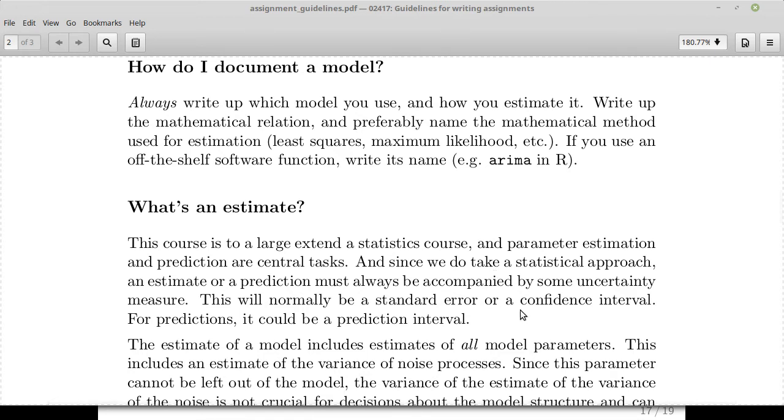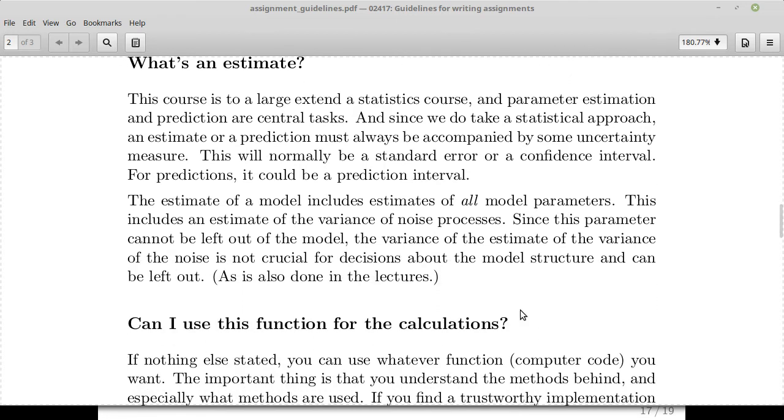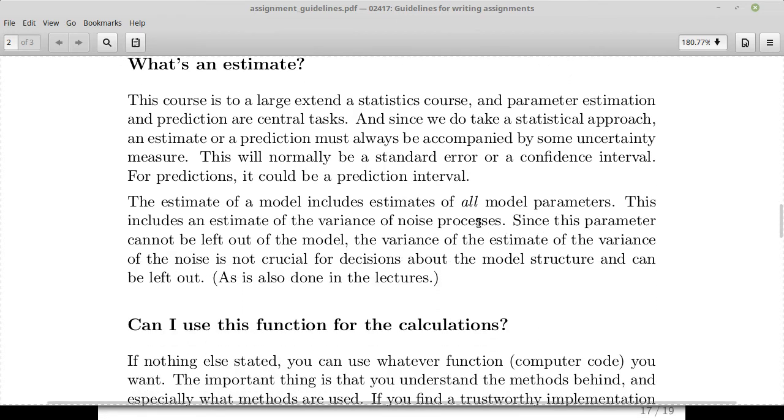For the first assignment, there is one case where you don't have to do that, and that's written explicitly. The only parameter that you do not need to provide an estimate of the uncertainty for is the sigma estimate, which you may also have noticed that in the lectures I don't do that either. So that's in a high correlation there.